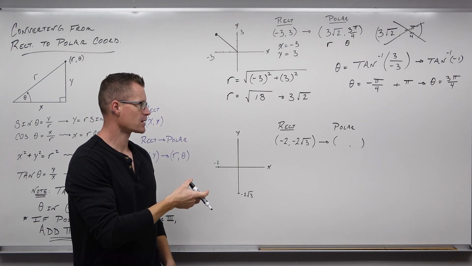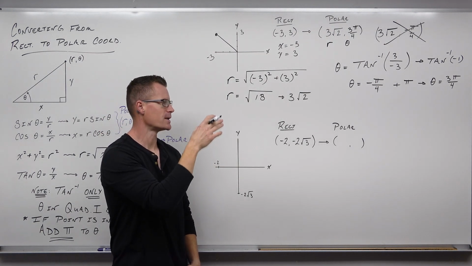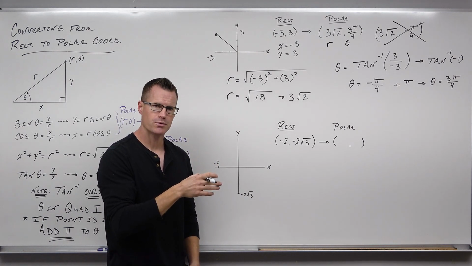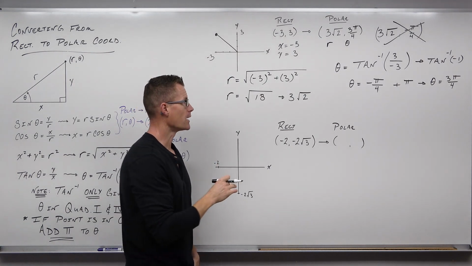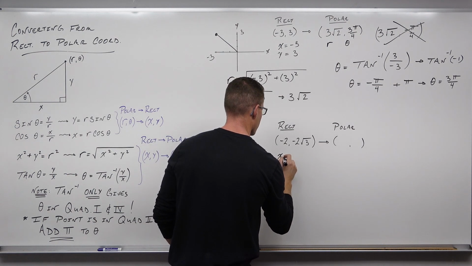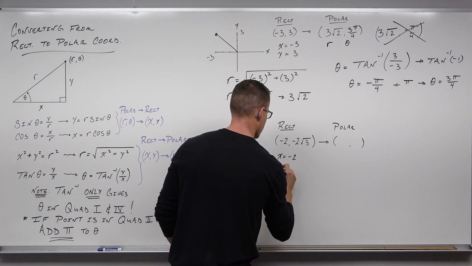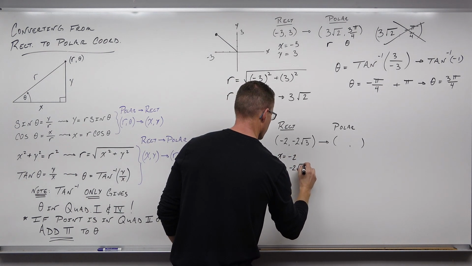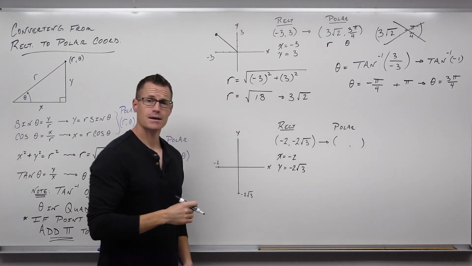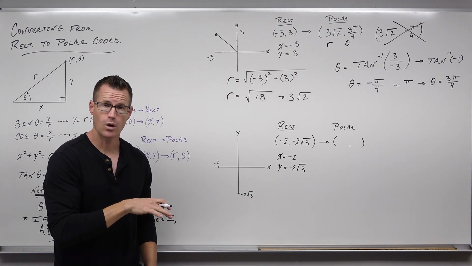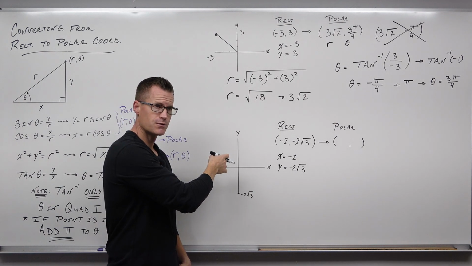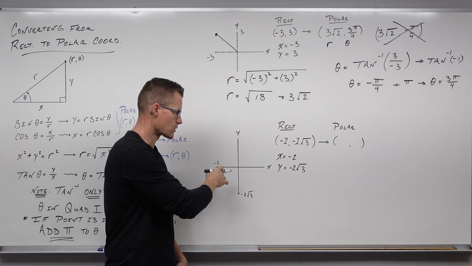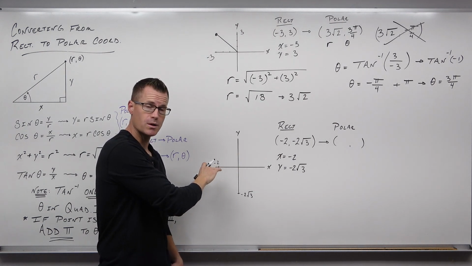So we got another rectangular representation of a point. We got -2 comma -2 square root 3. First thing we're going to do, identify x, identify y. Second thing, plot it so we can identify the quadrant. So x is -2, comma, y is -2 square root 3. That's going to put us into quadrant number 3.